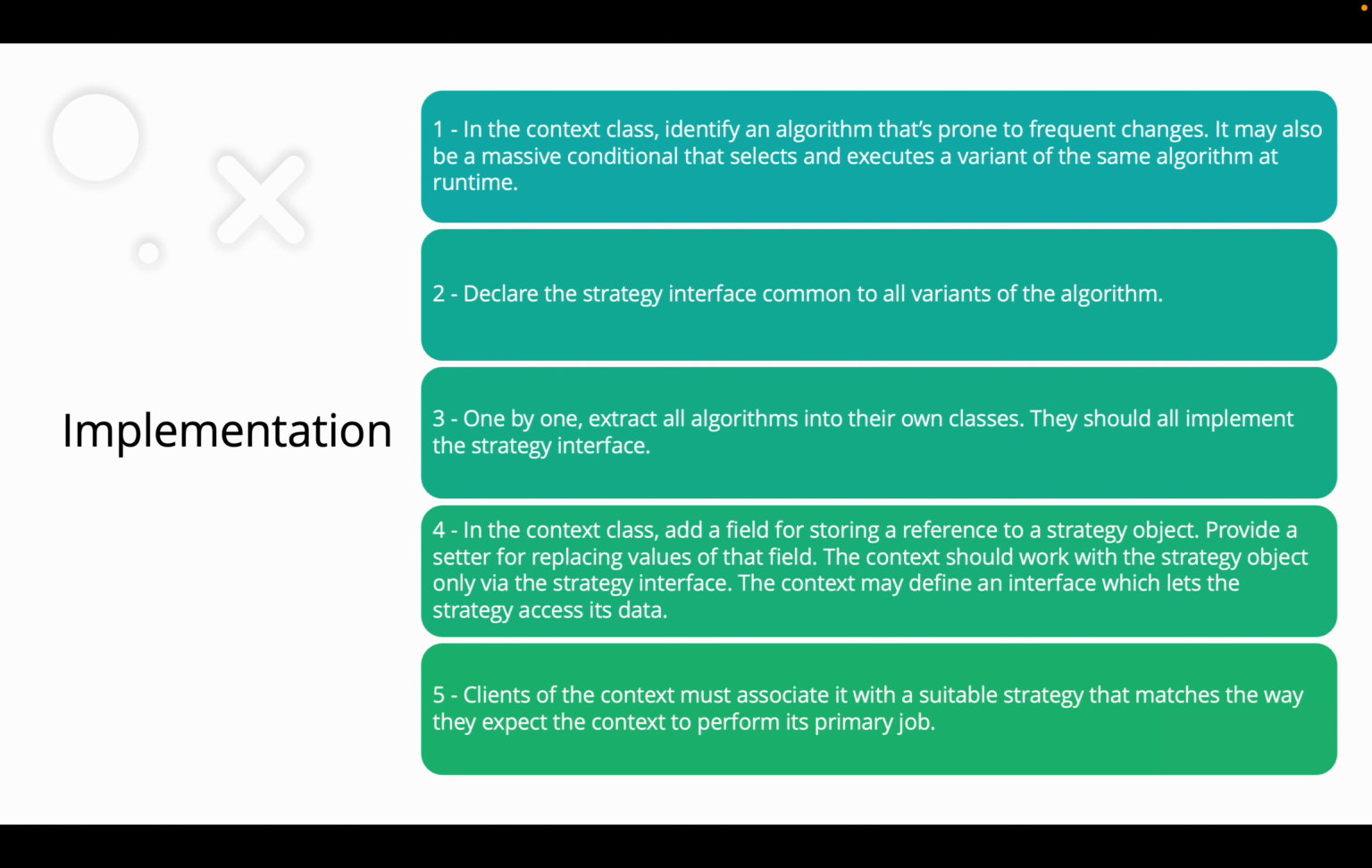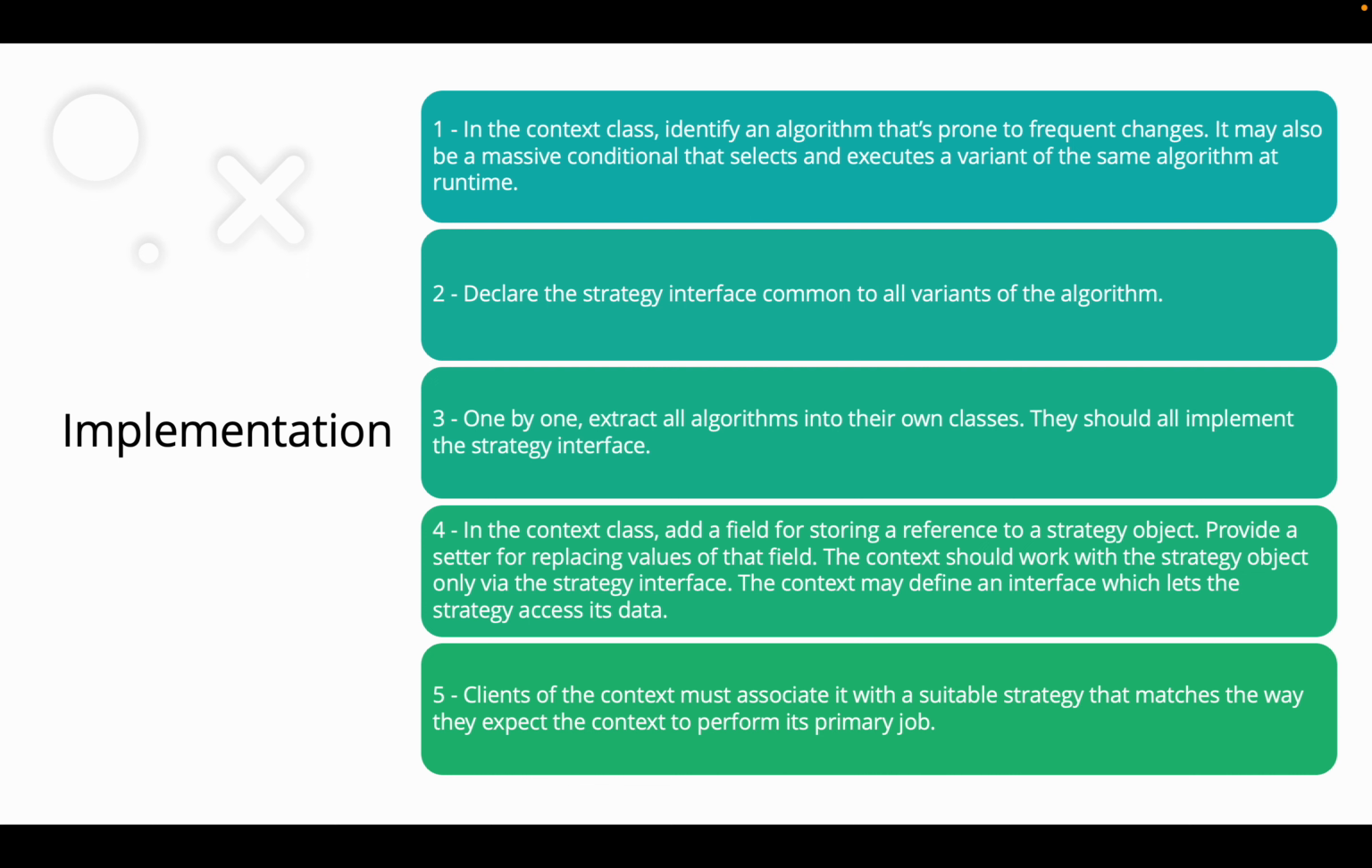Okay, how we can implement it. First step is in the context class, identify an algorithm that is prone to frequent changes. It may also be a massive conditional that selects and executes a variant of the same algorithm at runtime. The second step is declare the strategy interface common to all variants of algorithm. Third one is one by one, extract all algorithms into their own classes. They should all implement the strategy interface.